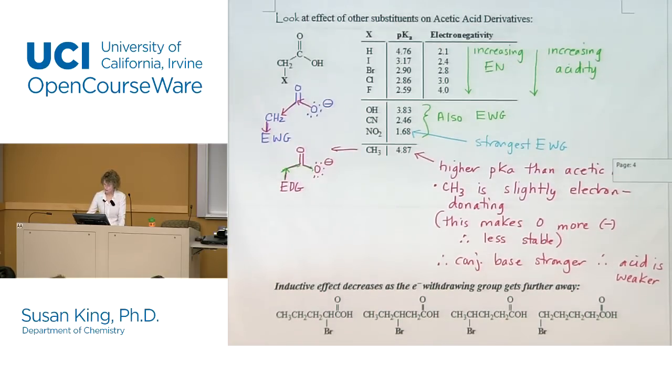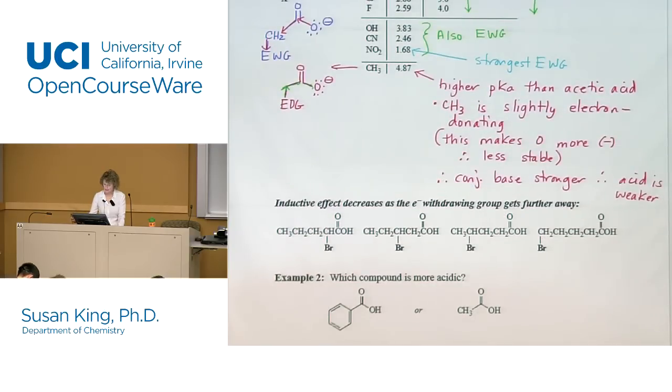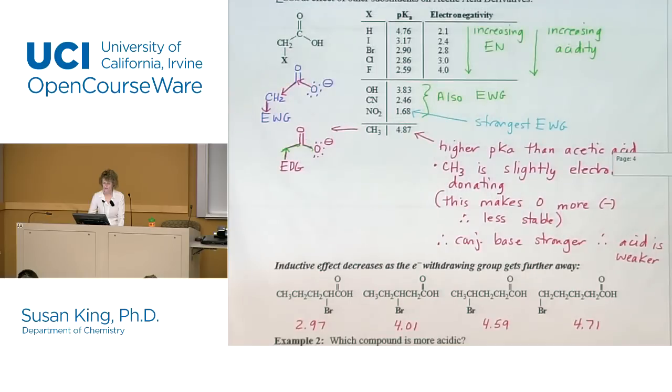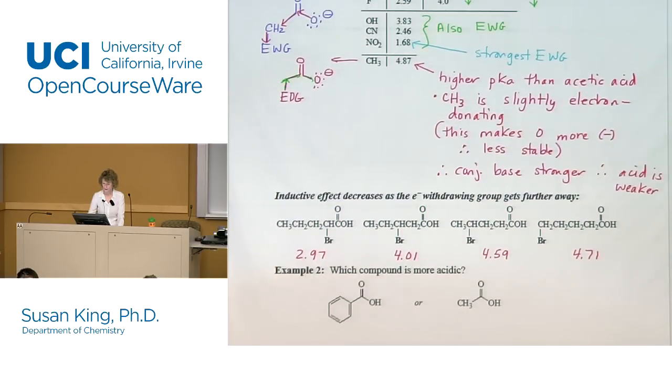And inductive effect decreases as the electron withdrawing group gets further away. So we start off here. This is 2.97, and we jump up to 4.01, and then we jump up to 4.59, and then we jump up to 4.71. So we're almost to 4.76, right? We're getting there. And so as this group gets further away, its effect falls off pretty rapidly. Okay, so a big difference there.